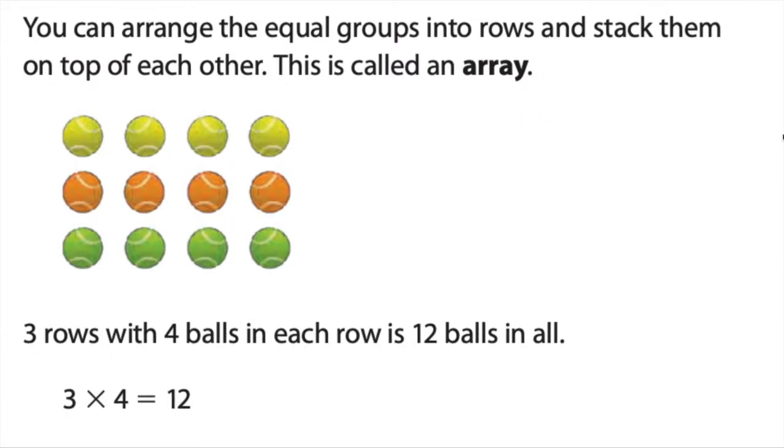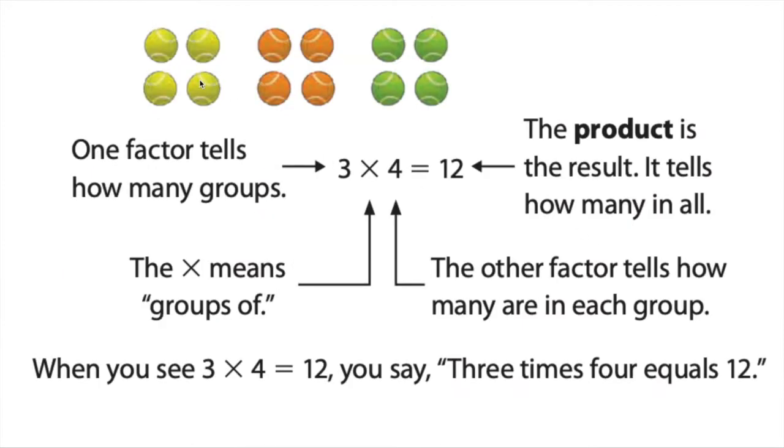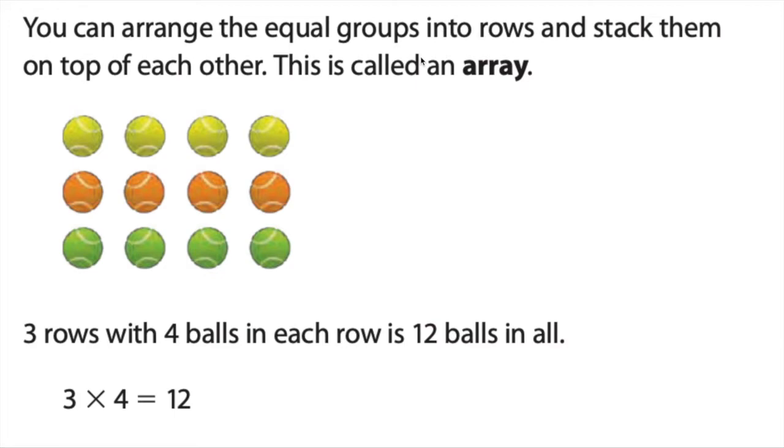Now, remember when we were talking about arrays a few weeks ago? You could arrange the equal groups into rows and stack them on top of each other in an array. We had 4 yellow balls, 4 orange balls, and 4 green balls, and we still do, we just organized them differently.